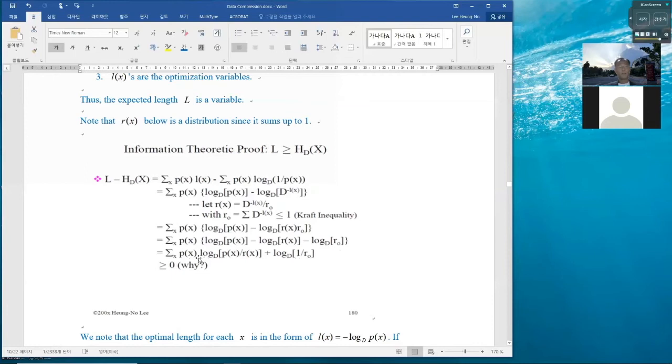So I have this. And I notice that this part is the relative entropy, a relative distance between the two distributions px and Rx. So this one is non-negative. And I also notice that R0 is a number smaller than or equal to 1, so this ratio is greater than or equal to 1. So the logarithm of a number greater than or equal to 1 is non-negative. So I have this.